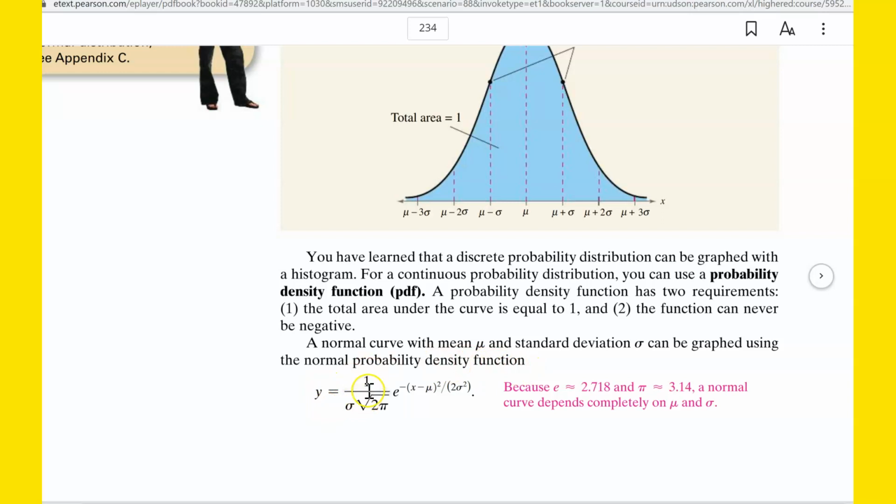And this is how you would form the graph of this curve. This curve is formed by this equation: y equals 1 over sigma square root 2 pi times e to the negative (x minus mu) squared over 2 sigma squared.